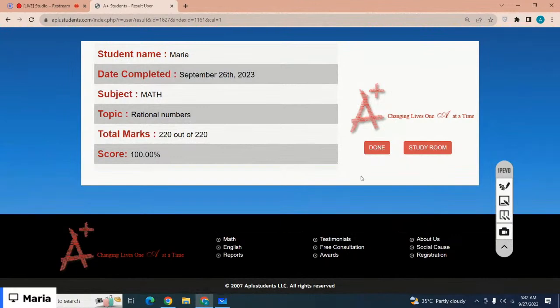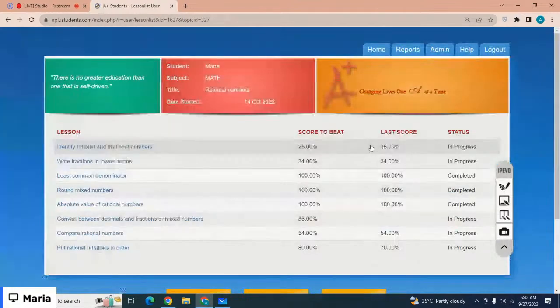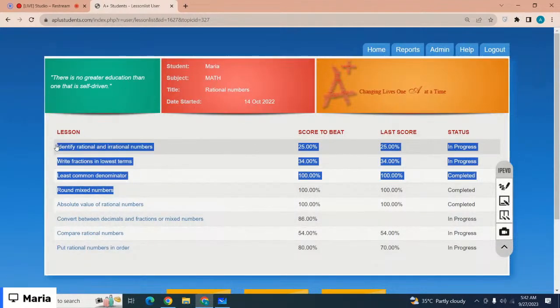Okay, we are done with the lesson. So we're working on grade 8 math. The chapter we're working on is rational numbers. The lessons we have covered today are identify rational and irrational numbers, write fractions in lowest terms, least common denominator, and round mixed numbers. So please make sure before the next session you complete all the practice questions for the lessons we did today. That's your homework.